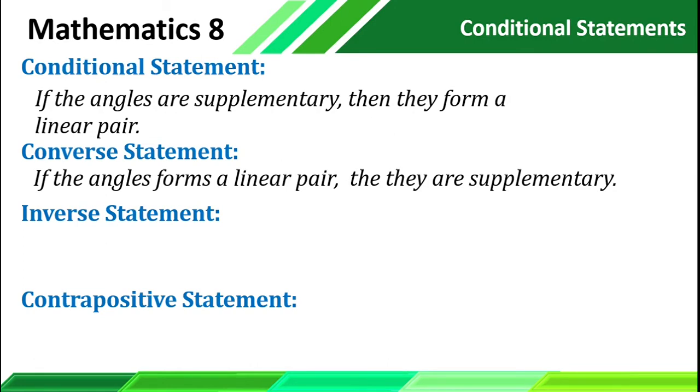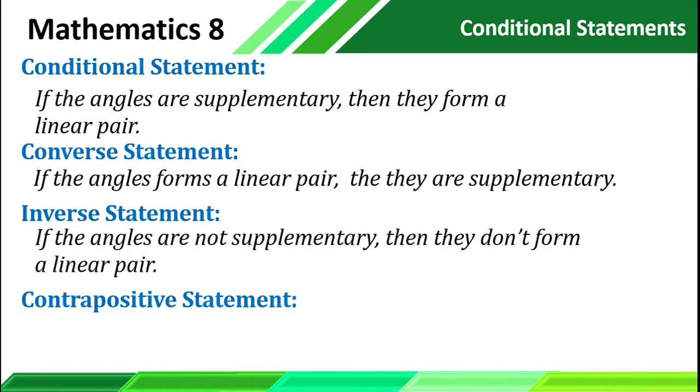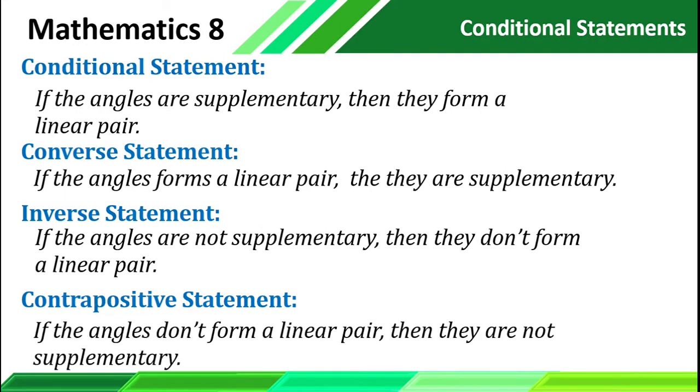For our inverse, we will just negate our conditional statement. So it will become, if the angles are not supplementary, then they don't form a linear pair. And for our contrapositive, we will just get the converse of our inverse statement. So it will become, if the angles don't form a linear pair, then they are not supplementary.